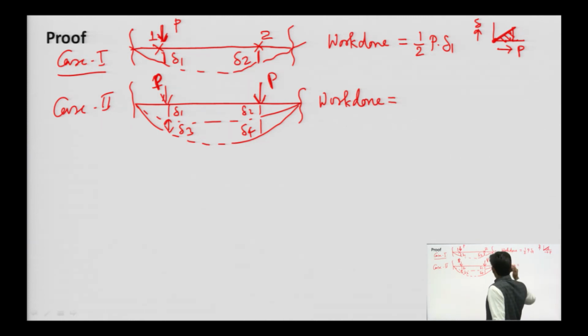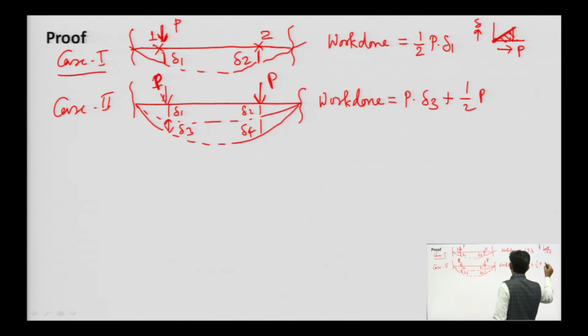Work done is P into del 3. Why P into del 3? P into del 3 plus half P into del 4. Why P into del 3? Because the P force was initially acting at this point. Here displacement del 4 was started, from 0 to del 4. So, this is the work done.